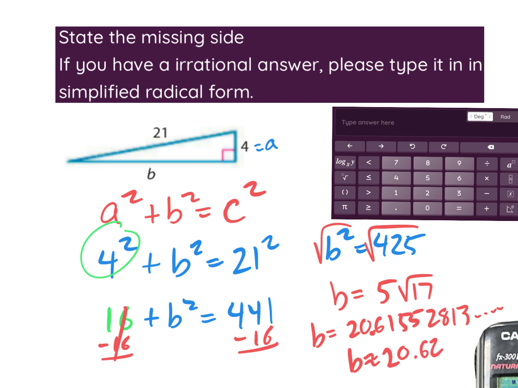But on this assignment, I want it in reduced or simplified radical form. So you're just going to type in 5 square root of 17. You're going to type in 5, and then here's the square root button, and then 17, hit enter, and that'll be your correct answer for this missing side right here. Now, what that actually means, it's a little more than 20 and a half, right? 20.62 inches from here to here.